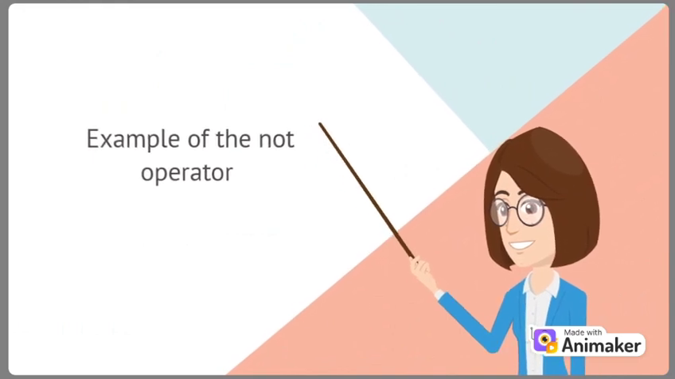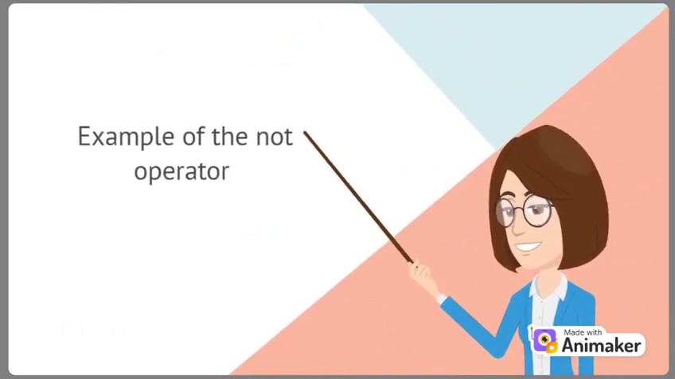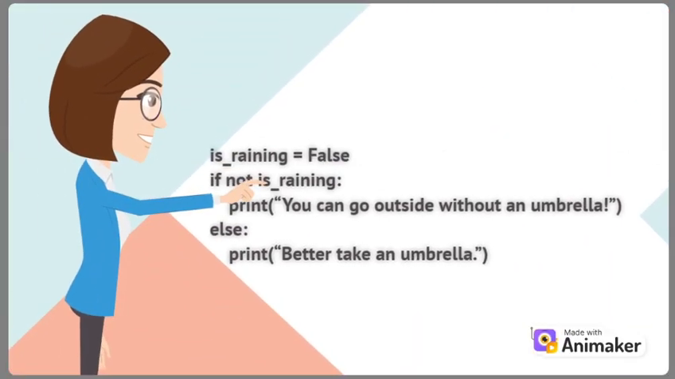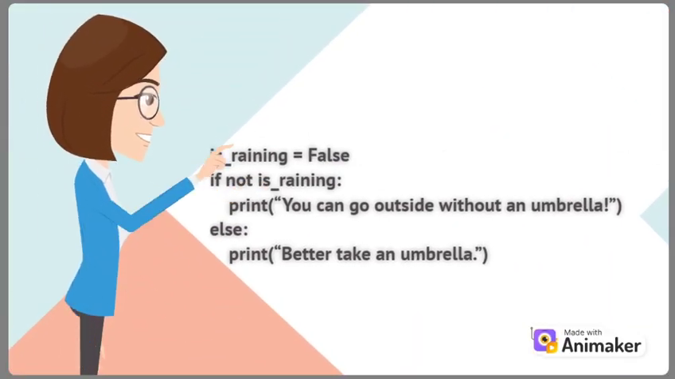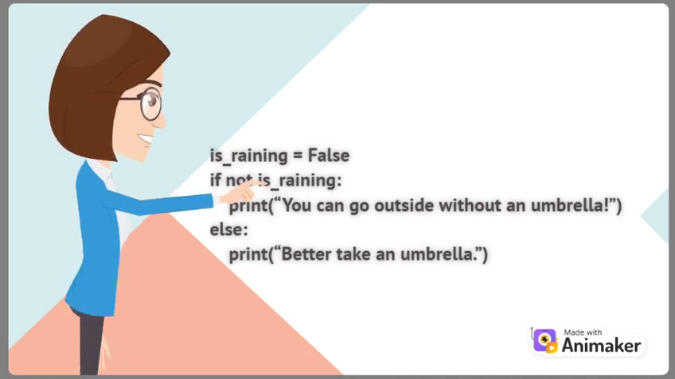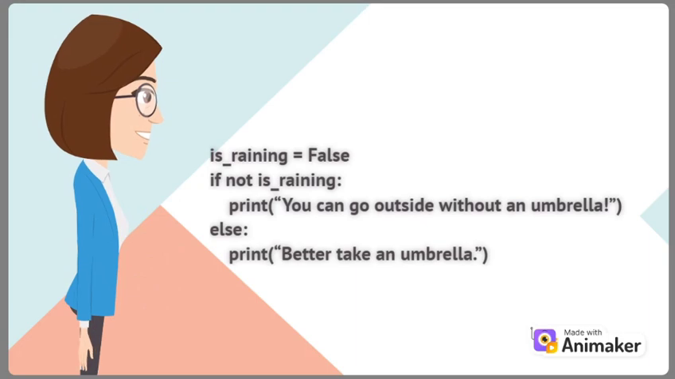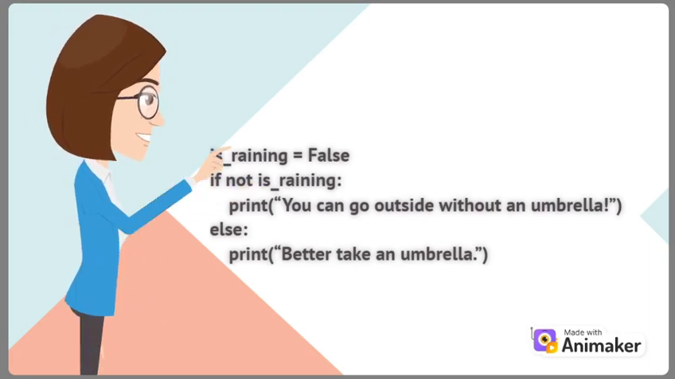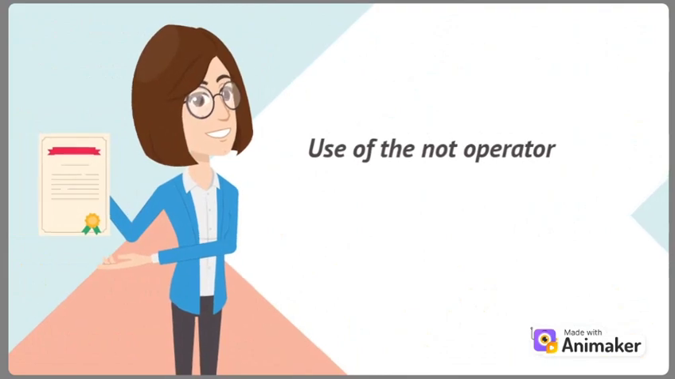Examples of the NOT operator. Let's look at some practical examples to understand how the NOT operator works. Here, the NOT operator checks if it is not raining. Since is_raining is false, the not is_raining condition becomes true, and the first print statement is executed. Then the output will be, you can go outside without an umbrella.